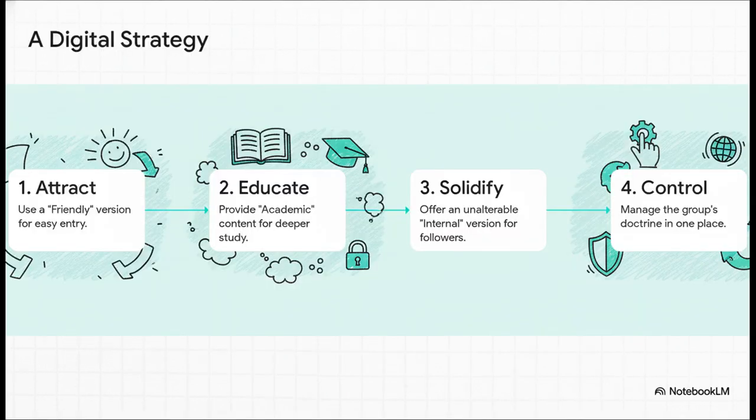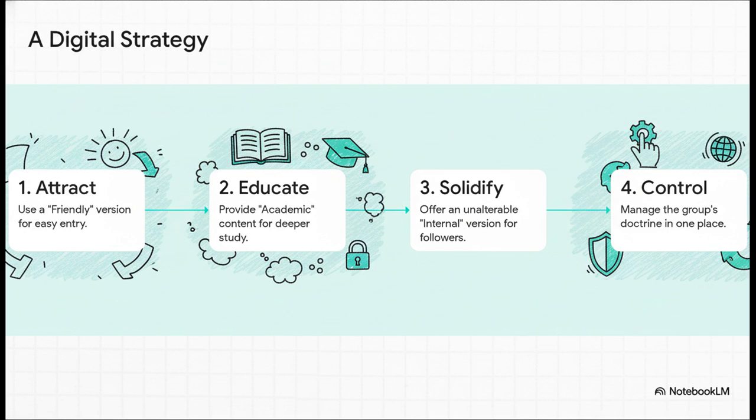When you break it down, the strategy is basically 4 steps. First, attract people with that easy, friendly on-ramp. Second, educate the ones who are more serious with academic-sounding stuff. Third, solidify the faith of your core followers with that pure, untouchable text. And fourth, the whole system lets the group control its message and its public image with incredible precision.